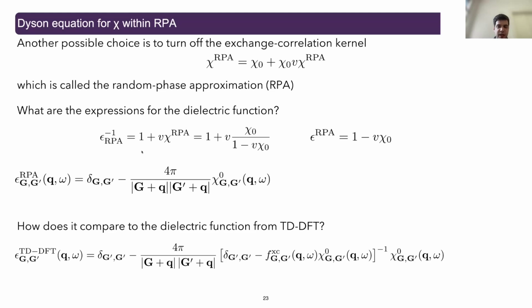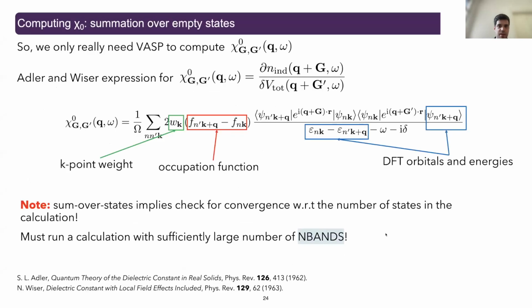Now, how does the RPA dielectric function compare to the TDDFT one? Well, we simply apply similar algebra and we arrive at an expression that also only involves the Coulomb potential and chi naught, but now also we have a contribution from the exchange correlation kernel. This means that in either case, we only need VASP to compute chi naught, since the Coulomb kernel is already known, and the exchange correlation part of the kernel is set by the choice of functional before you start your calculation.